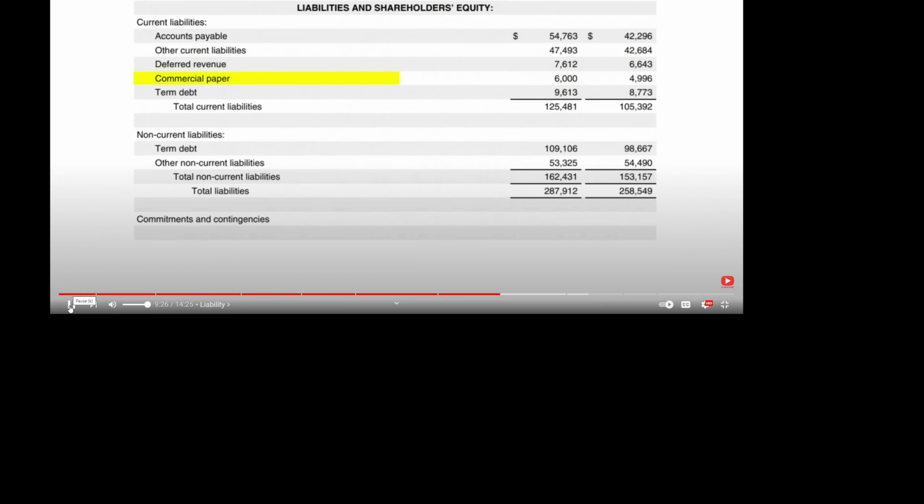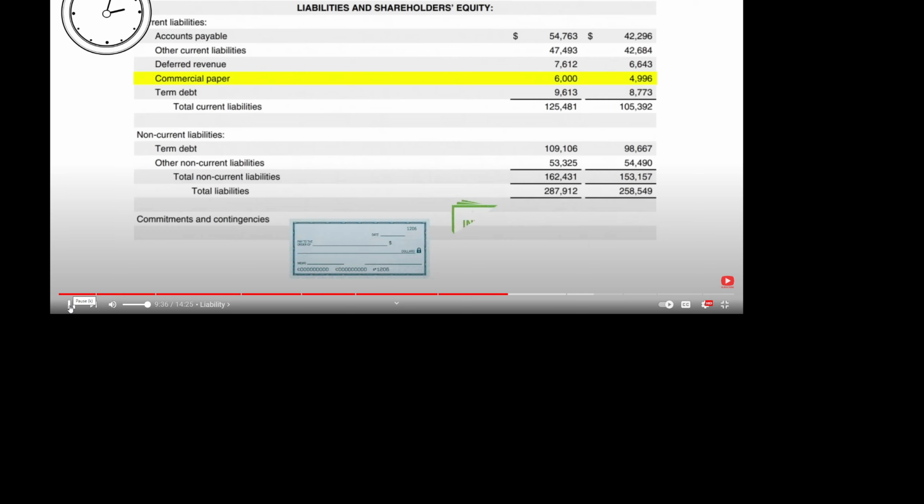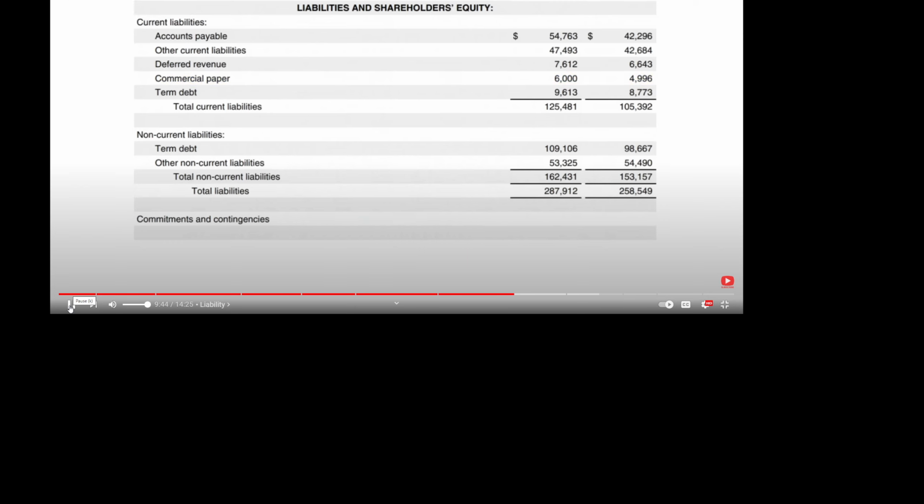Next up is commercial paper. This is simply very short-term debt, around only 30 days until the company has to pay it off. Companies use commercial paper to fund the daily operations of their business, such as payroll, paying suppliers, and things like that. The biggest difference between commercial paper and the next line, term debt, is that commercial paper is just super short-term loans. This brings me to the most important part of analyzing a company's balance sheet, understanding the company's debt.